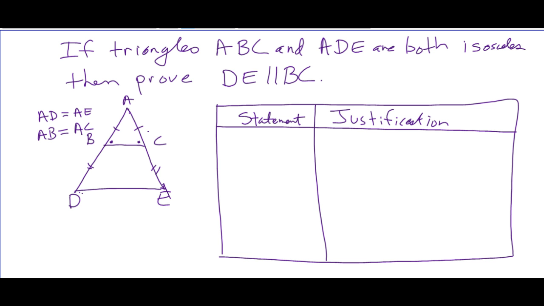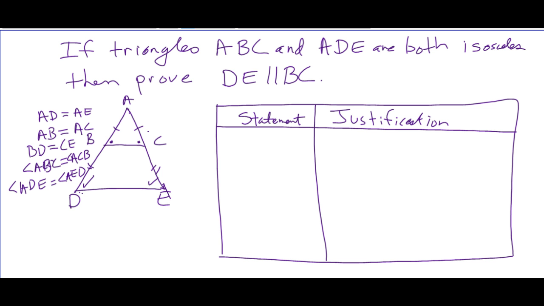This and this are the same length, and this and this are the same length. So we can also say BD is equal to CE. Okay, so we've got these three pairs, right? And what else can we say? Angle ABC is equal to angle ACB. And this angle here and this angle here are the same. So angle ADE is equal to angle AED. Okay, so we've got all those statements we can make.